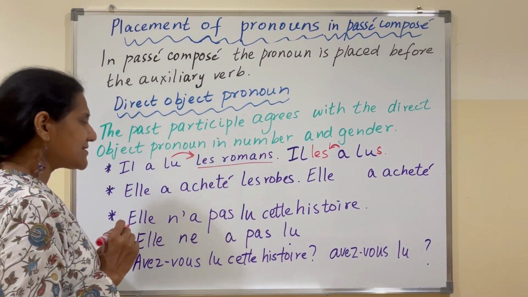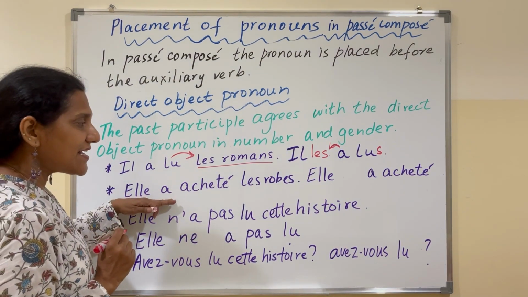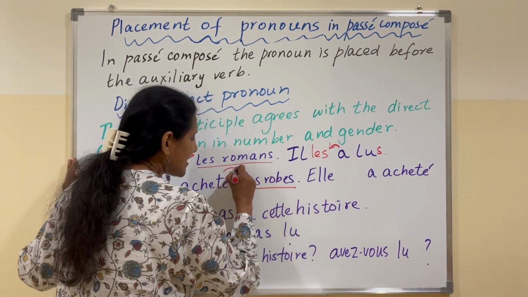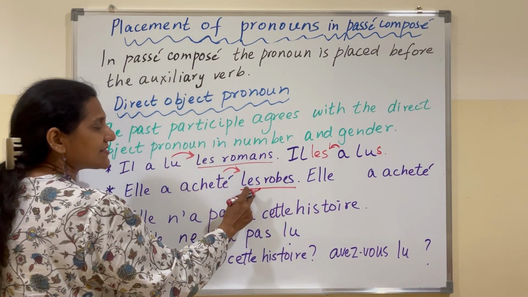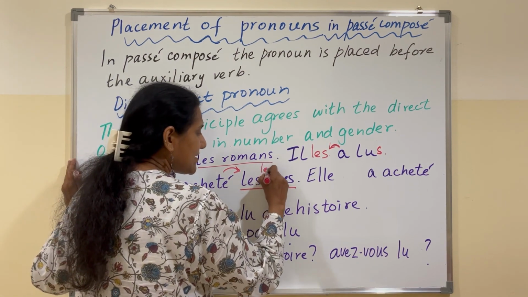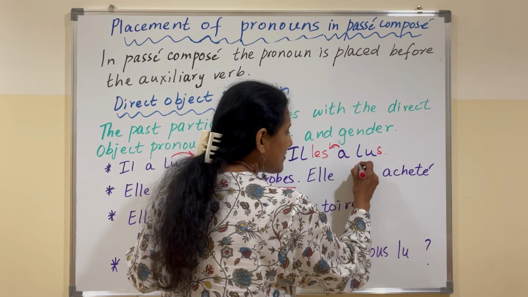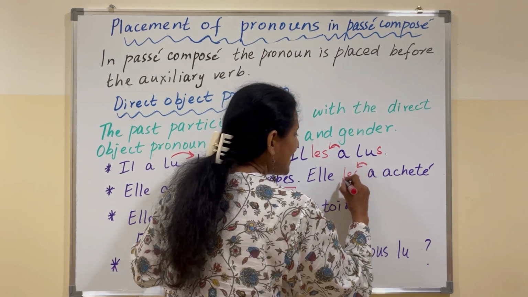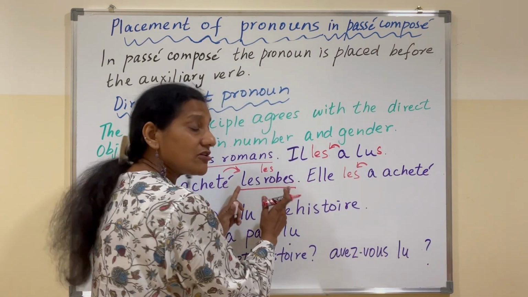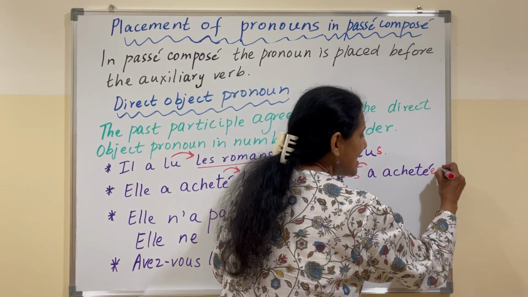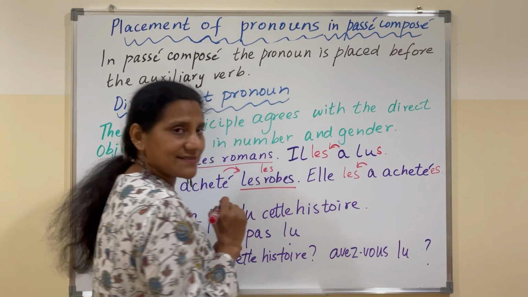Let's look at the second example. Elle a acheté les robes. Again, we can see the direct object immediately after the verb, and this is going to be replaced by les. It's feminine and plural. Where am I supposed to place it? Before the auxiliary verb. Elle les a achetés. But robes is feminine and plural. So for feminine I add an E, and for plural I add an S.